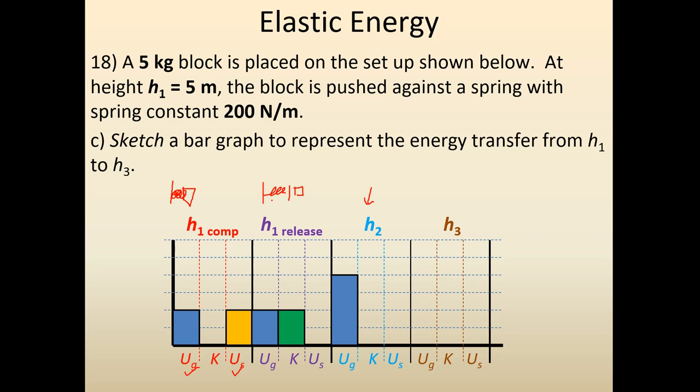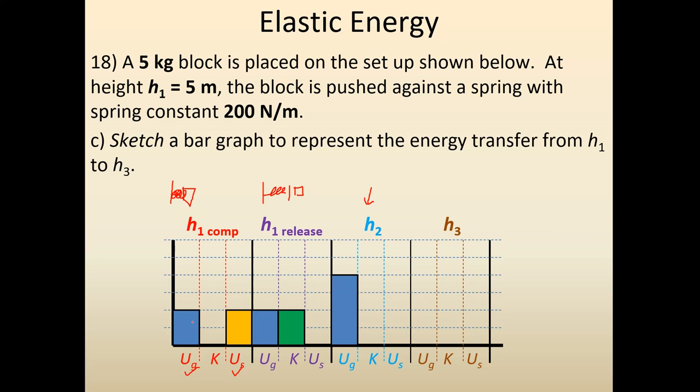So the flow of energy: all that spring potential got converted completely into kinetic when it was at H1. Then that kinetic, as it goes up, turns into gravitational potential, adding on to what I started with to go a little bit higher. And now I get to H3. H3 goes a little bit lower.